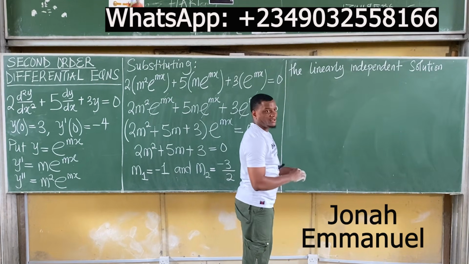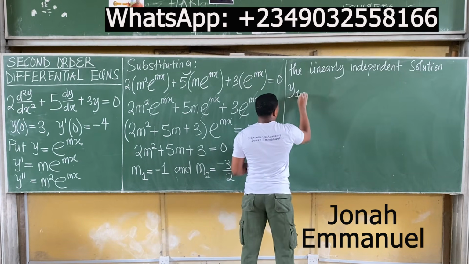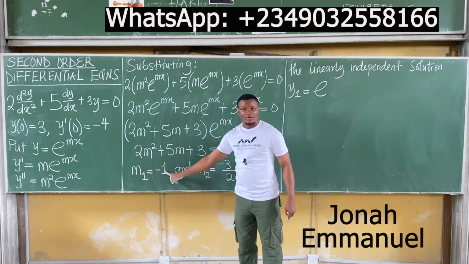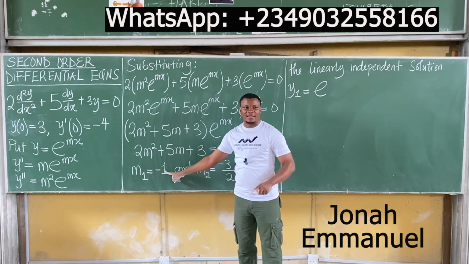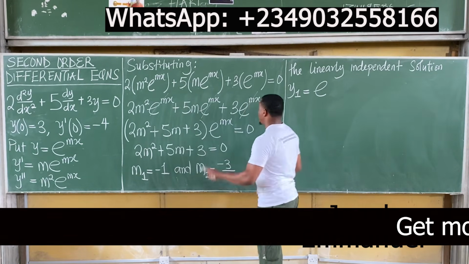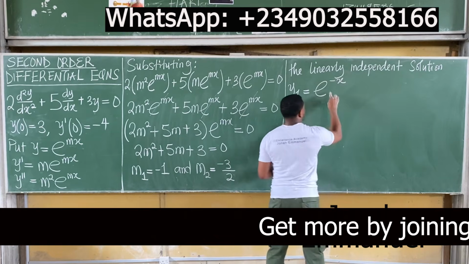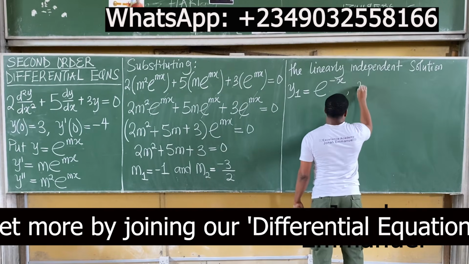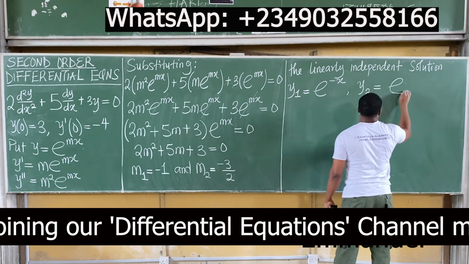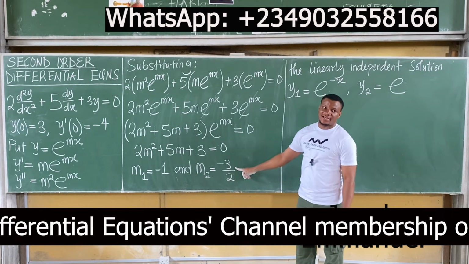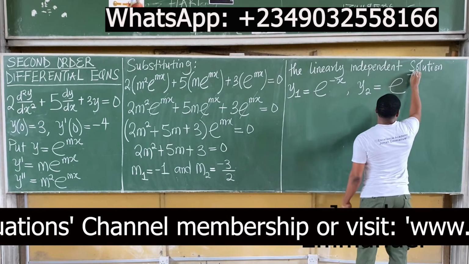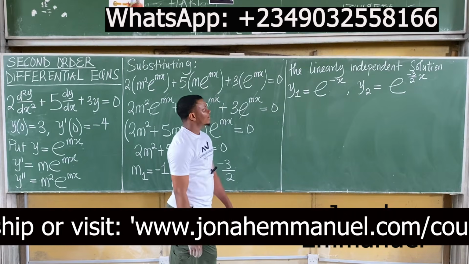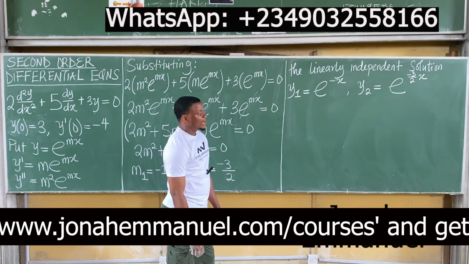What would the independent solution look like? We said you have y1 equal to exponential m1x. What's m1 there? Minus 1. So m1x becomes minus 1 times x, which gives you minus x. We said this in the first lesson. Also, y2 is equal to exponential m2 attached to x, so it becomes exponential minus 3 over 2 x. So I have y1, I have y2.